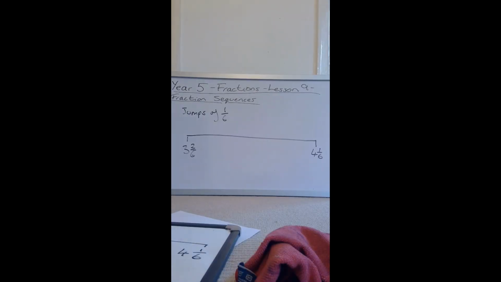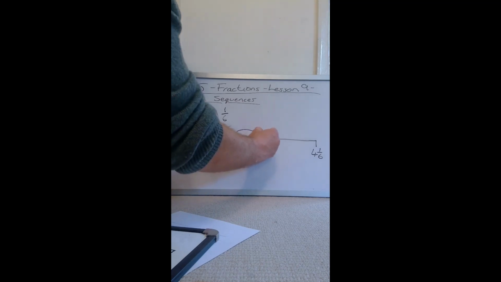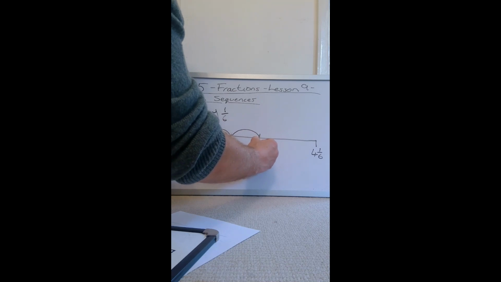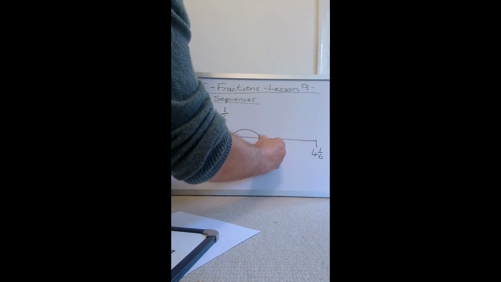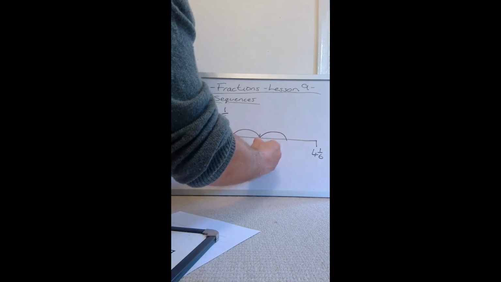Hopefully when you were completing this problem, you saw that when you were jumping up in sixths, starting at 3 and 2/6, you have your first jump, which takes you to 3 whole numbers and 3/6. You do your next jump, which takes you to 3 whole numbers and 4/6. Do another jump, which takes you to 3 whole numbers and 5/6. Another jump, which takes you to 3 whole numbers and 6/6.